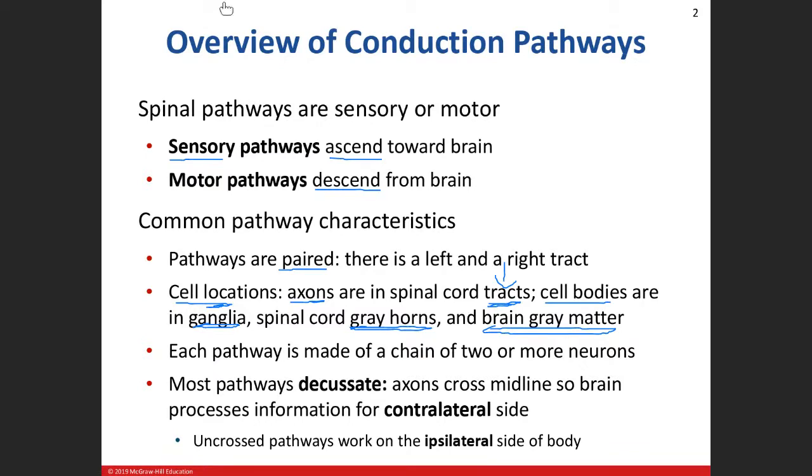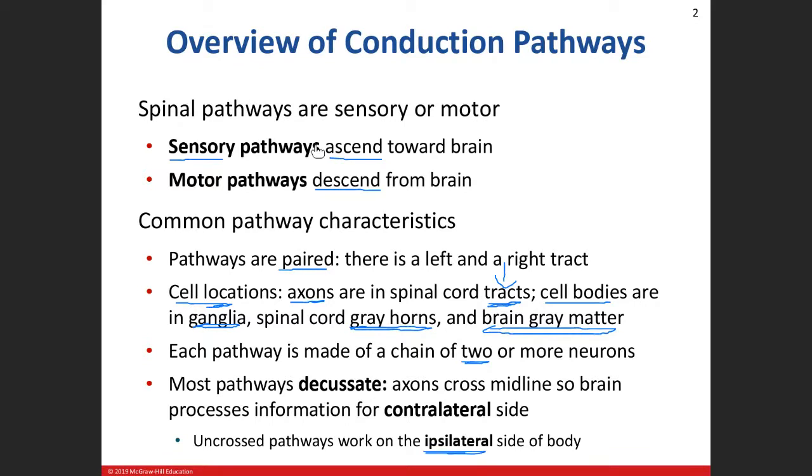So these pathways are going to be made up of at least 2 or more neurons. Can be 3, can be 4, but at least 2. Most of these pathways will cross. That's what decussate means. And that means that they're going to innervate the opposite side of the body or receive information from the opposite side of the body, and we call that contralateral. If they never cross, then it's going to be the same side, and we call that ipsilateral.